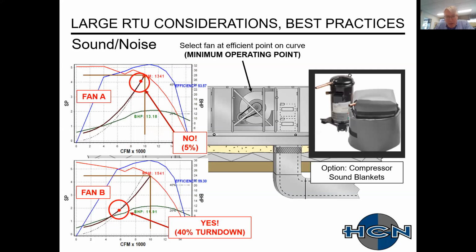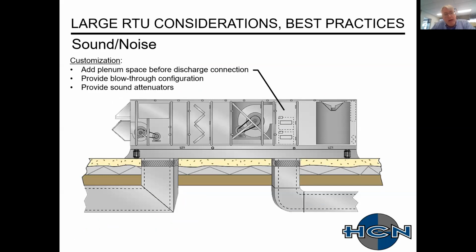Other option, everybody's probably very familiar with this, compressor sound blankets. Removable, once again, they have some type of mass to them to try to reduce the low frequency wavelengths. Other considerations for reducing the sound is in customizing the unit. You can put in a supply air plenum right before your discharge connection. Let's swap the position of the fans for a blow-through configuration, so it's a little bit further away from that supply air connection. With the option boxes that I'll talk about later, you can provide sound attenuators.